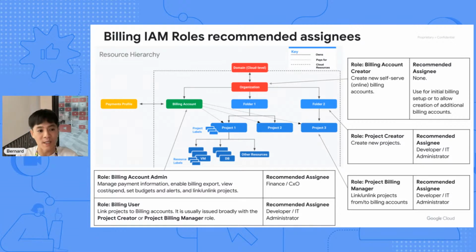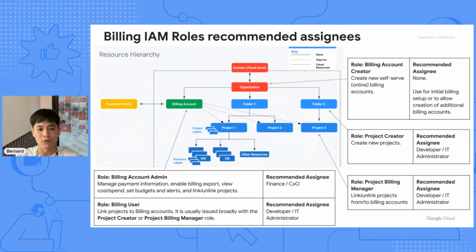Now, billing account user, moving down, is a little bit more restrictive role in your billing account hierarchy. It allows users to link projects to billing accounts. It is usually used in combination with the project roles mentioned, project creator and project billing manager. In combination, these two roles allow a user to create new projects, to be able to link that project to a billing account and start using services within GCP.